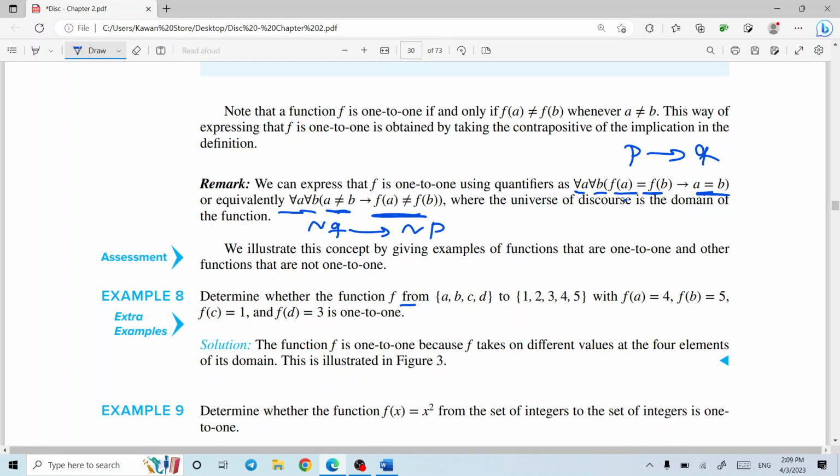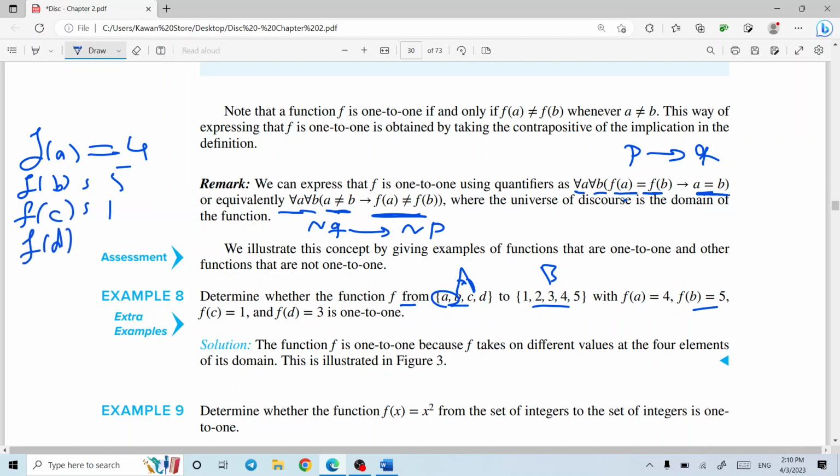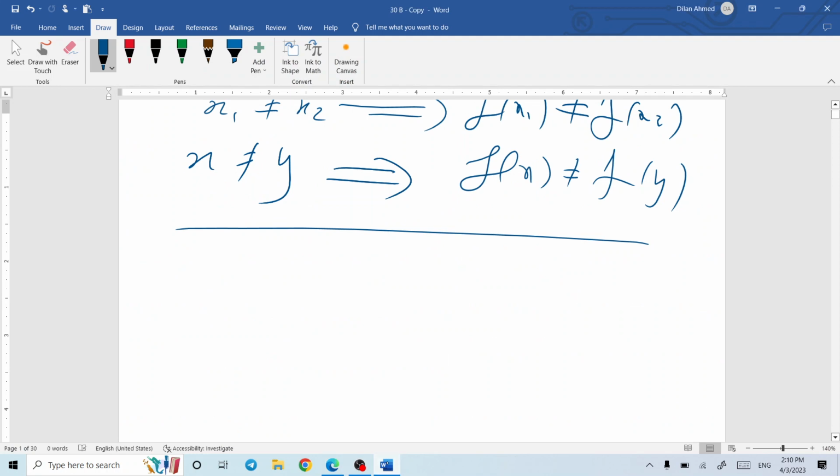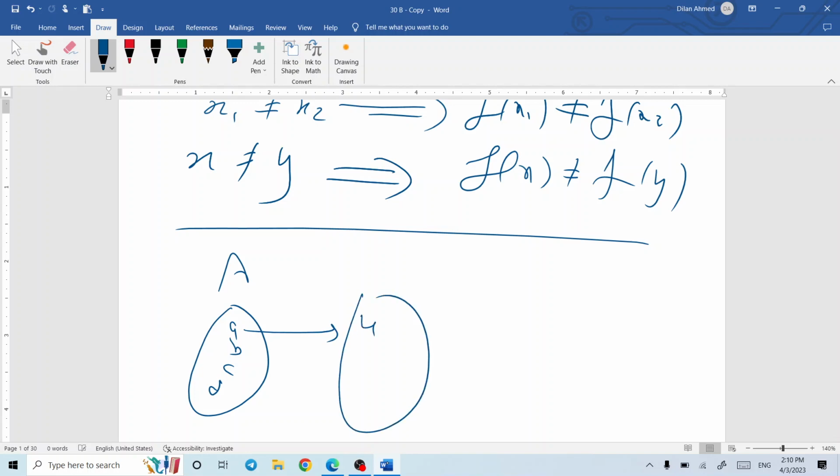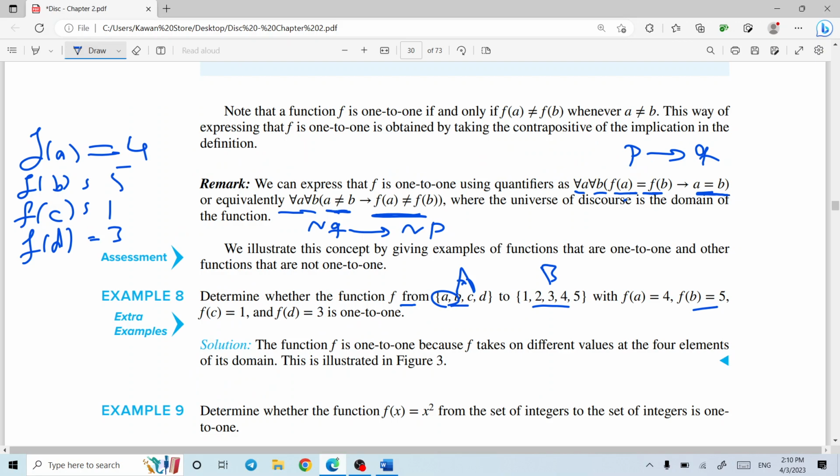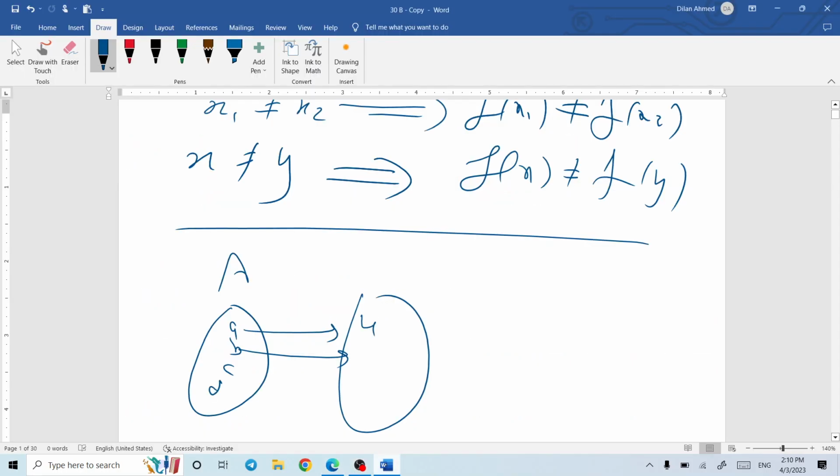This is the discrete example. I have a function from a, that set, to b, that set. f(a) equal to 4. Okay. Then f(b) equal to 5. f(c) equal to 1. f(d) equal to 3. So if I have a, b, c, d, you can see a, b, c, d. f(a) equal to 4, f(b) was 5, 1, 3. No minus. 5, 1, 3.